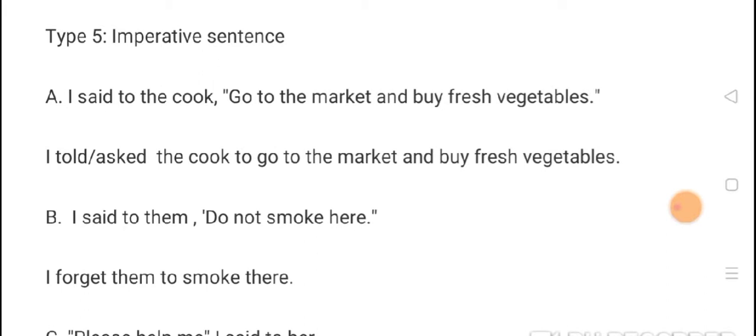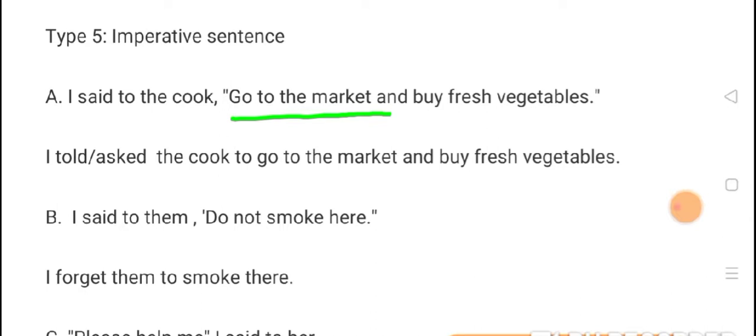Type 5, you can see imperative sentence. I said to the cook, go to the market and buy fresh vegetables. So go to the market, this is an imperative sentence. So in case of imperative sentence also, you can't use that.